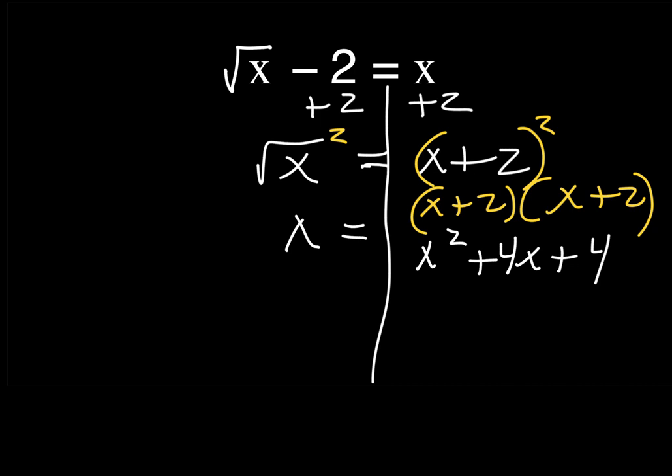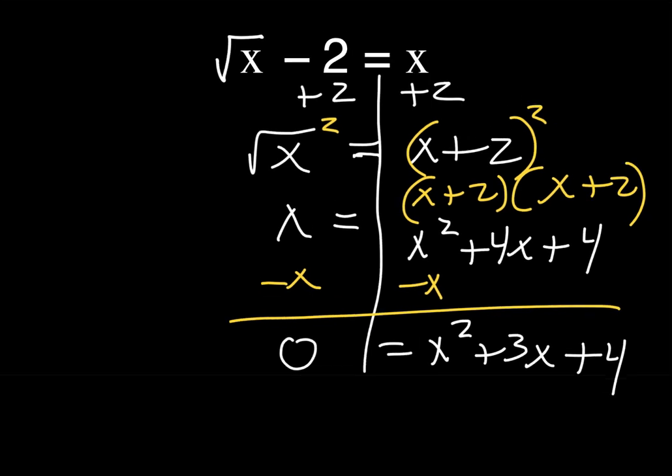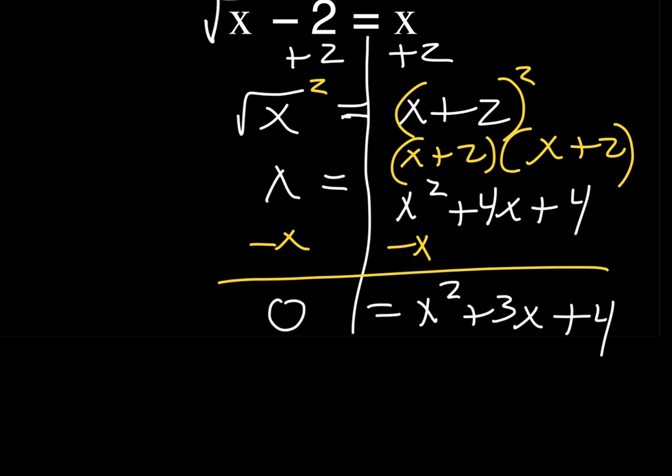Now I have a quadratic. And then I go back to my next set of procedures. What do I do to solve a quadratic? I need my quadratic to equal 0, so I subtract x from both sides. 0 equals x squared plus 3x plus 4. Do I know 2 numbers that multiply to 4, positive 4, that add to positive 3? Darn it, I do not.